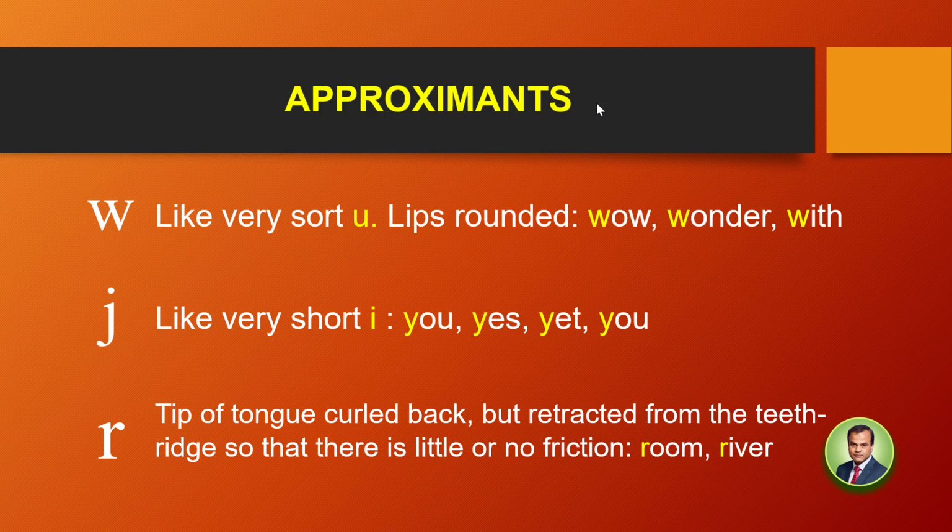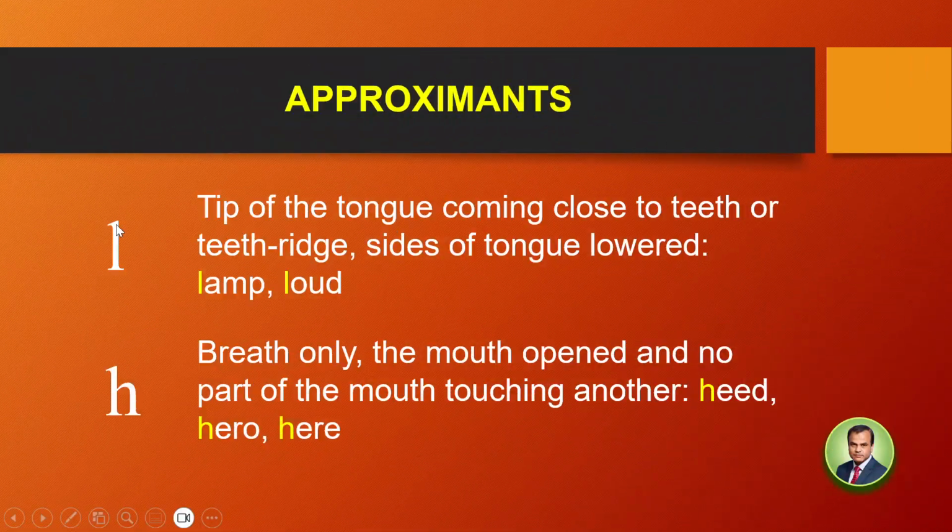We have also two more approximants. So let's discuss them also. This symbol in the normal alphabet is pronounced as L, but in the language of sounds, it is pronounced as l. L as a letter, l as a sound. In words like lamp and loud, the l will be indicated in any phonetic transcription through this particular symbol.